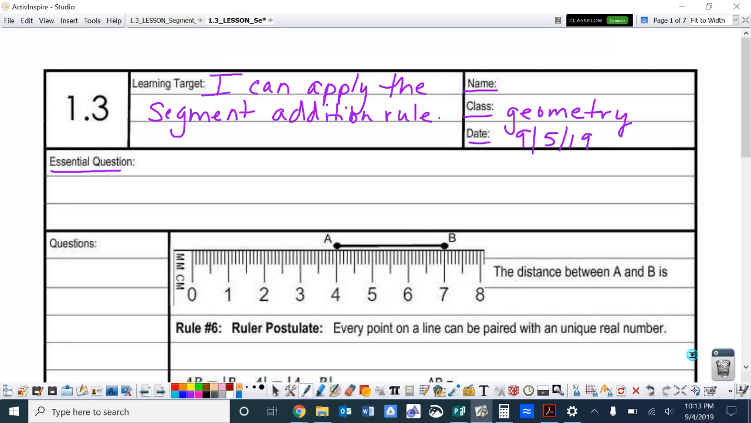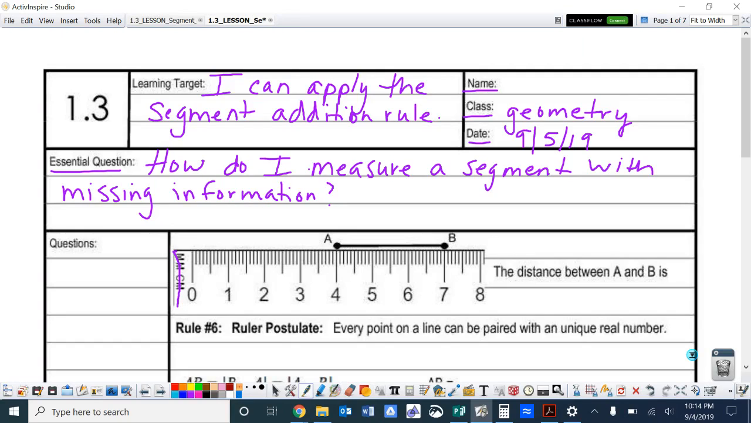Our essential question is, how do I measure a segment with missing information? Down below, we see a ruler. And a ruler is a tool to measure a segment. We see we have long lines, and those are centimeters. And we see we have short lines, and those are units called millimeters.